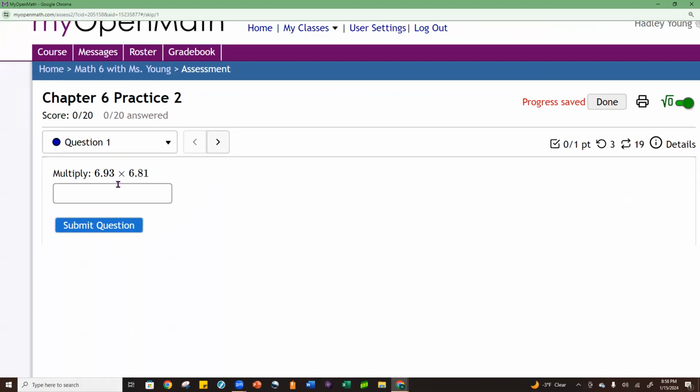All right, so we are going to be multiplying some decimal numbers. The way we've learned to do this in class is to multiply these without the decimals, and then we move the decimal over. So I will review how to do that. What I'm going to do first is 693 times 681. So I just pretended those decimals were not a part of it.